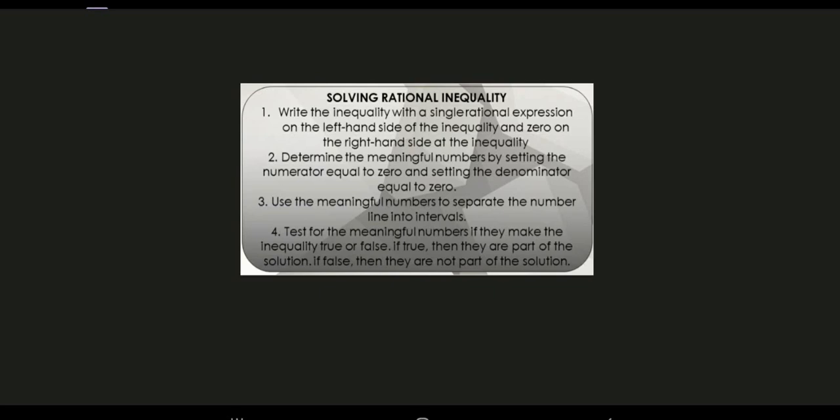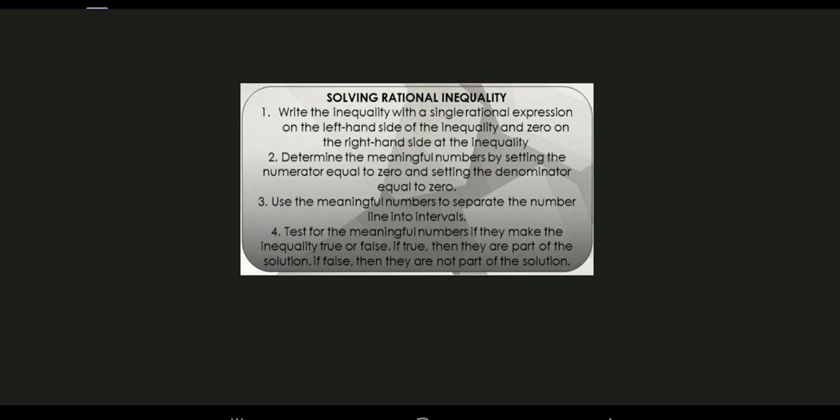Number 1, we need to write the inequality with a single rational expression on the left-hand side of the inequality and 0 on the right-hand side of the inequality. Number 2, determine the meaningful numbers by setting the numerator equal to 0 and setting the denominator equal to 0. Next is to use the meaningful numbers to separate the number line into a set of intervals. And last, we need to test the meaningful numbers.